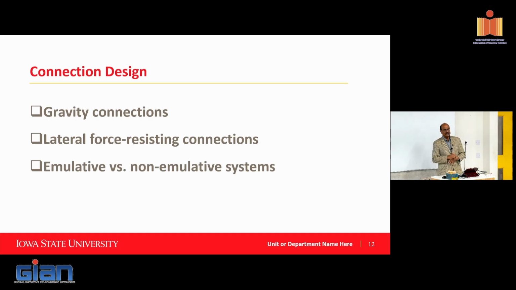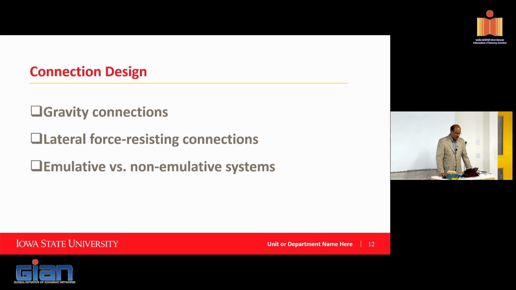On the connection side, we will talk about the gravity connection, lateral force resisting connections, and emulative versus non-emulative connection. So gravity connection is basically you make sure that you have established sufficient connection for a gravity load path, right? So the load has to go from the top of the structure all the way down to the foundation.